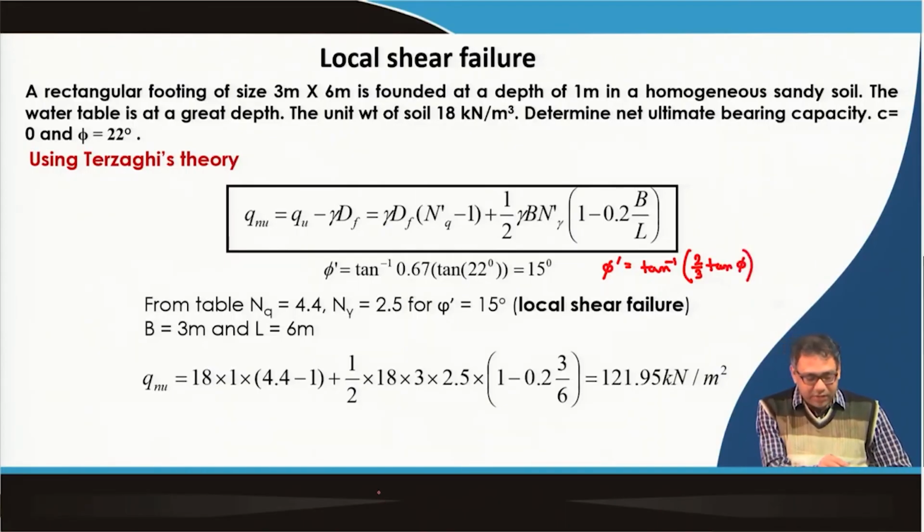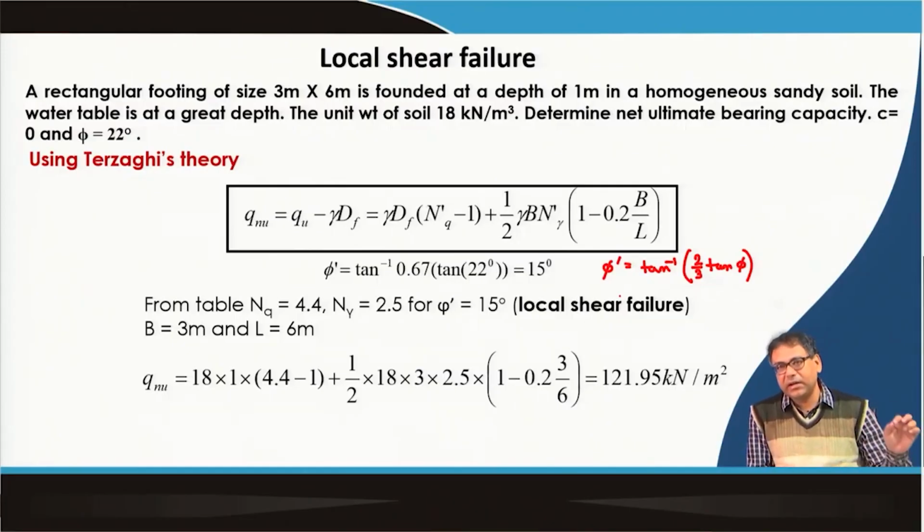Originally phi is 22 degrees. So, ultimately I get a phi dash value, sometimes called the phi m value, which is the modified value, of 15 degrees. In general shear failure we use the given phi to calculate the bearing capacity factors, but here we will not use 22 degrees. We will consider the 15 degree phi dash to determine the bearing capacity factors. From the table given by Terzaghi, we will get the Nq and N gamma values corresponding to phi dash, and then we will get the value 121.59 kilonewton per meter square.